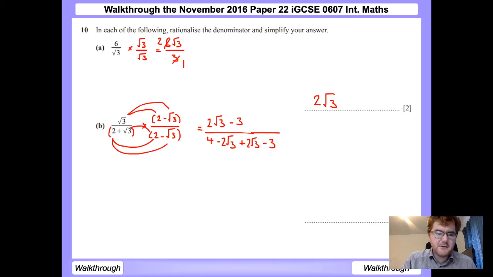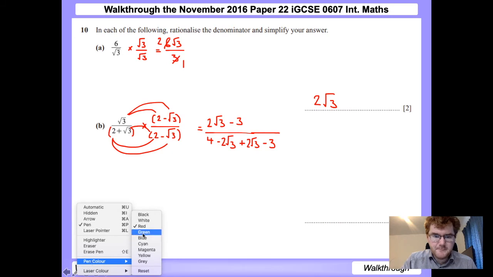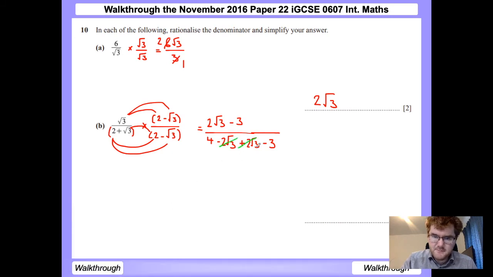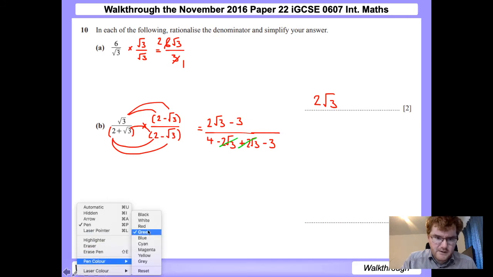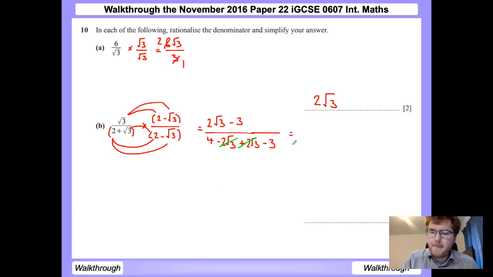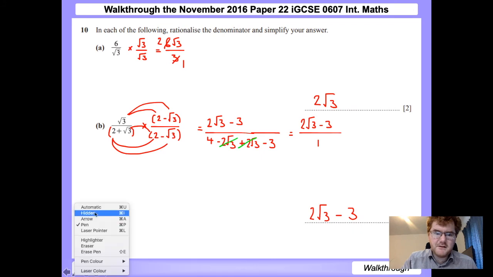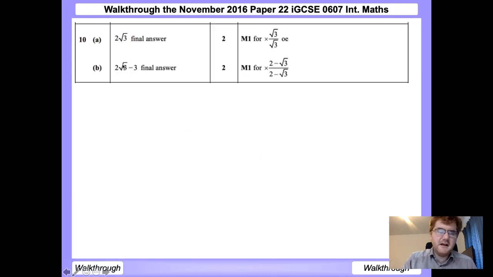The great thing about this process is that the middle terms, these things cancel, which makes our life a lot easier. Get my red pen out, I like my red pen. And then we get 2 root 3 minus 3 at the top. And 4 minus 3 is equal to 1. So we're just left with a numerator. So we write that in. 2 root 3 minus 3. And we're done. So here are the answers here.